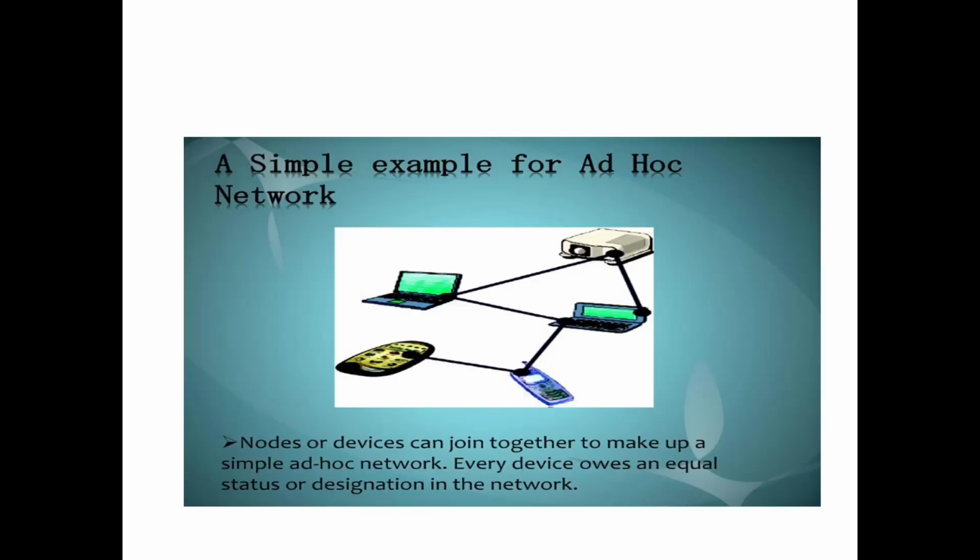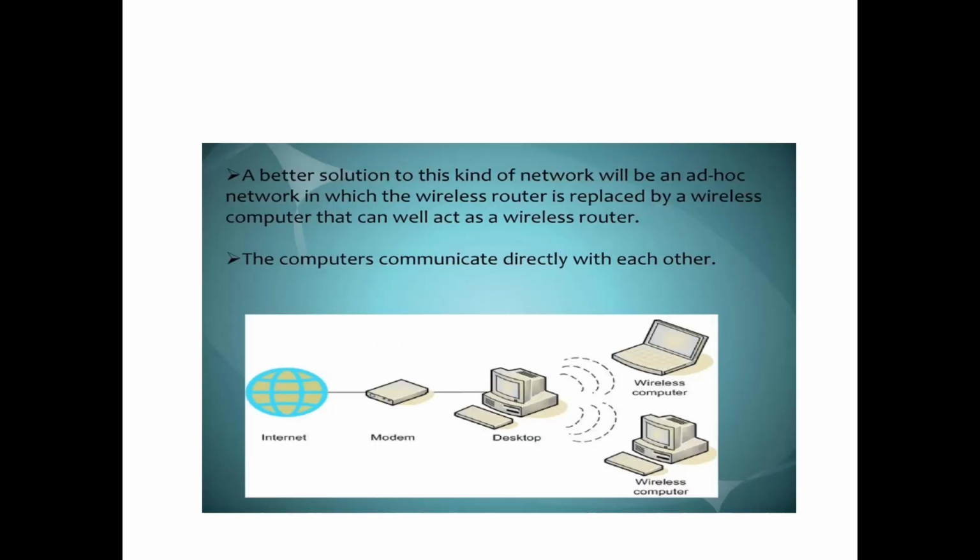A simple example for ad hoc networks. Nodes or devices can join together to make up a simple ad hoc network. Every device owns an equal status or designation in the network. A better solution to this kind of network will be an ad hoc network in which the wireless router is replaced by a wireless computer that can act as a wireless router. The computers communicate directly with each other. The internet comes through the modem, and the modem is connected to the desktop through wireless computers or wireless laptops.